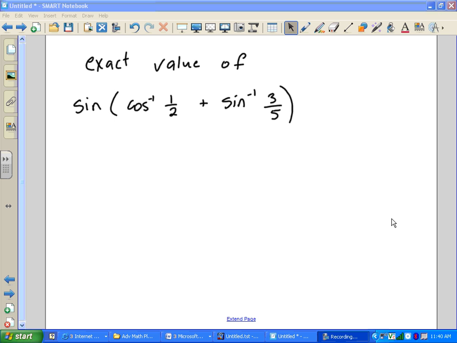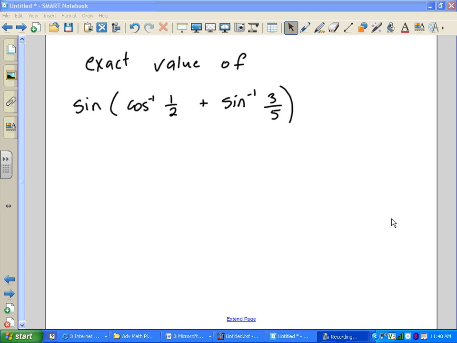Okay, this is the last example here. So you can kind of tell it's another obvious sum identity. This is the sum of the sine identity. Now the only difference is that they're using inverses in here. So we're going to do this.